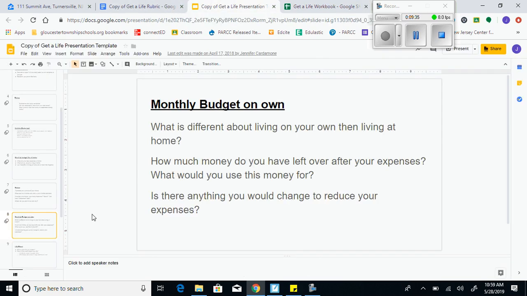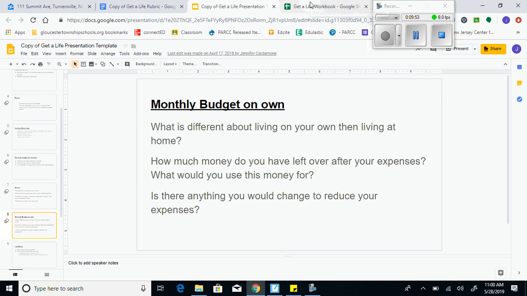Once you have completed that worksheet page, you are going to work on slide 8, monthly budget on home, or on your own. What's different about living on your own? How much money do you have left over for expenses? What would you use the money for? Is there anything that you would change to reduce your expenses?